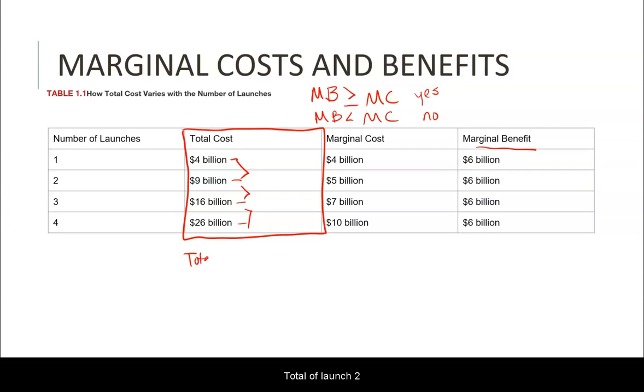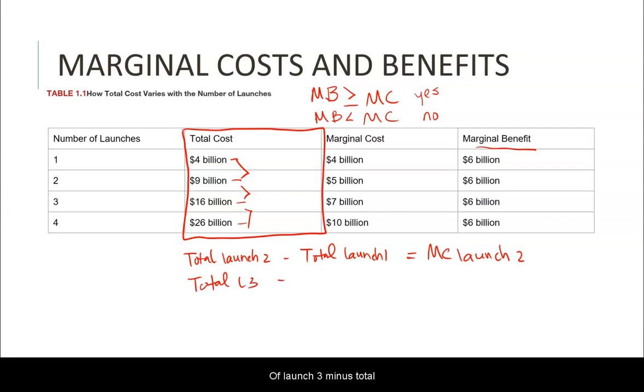So total of launch 2 minus total of launch 1 equals the marginal cost of launch 2, or the total of launch 3 minus total launch 2 equals the marginal cost of launch 3. Okay, so we're just taking the total, subtracting the last total, and it's going to tell you how much extra it costs to do one more.